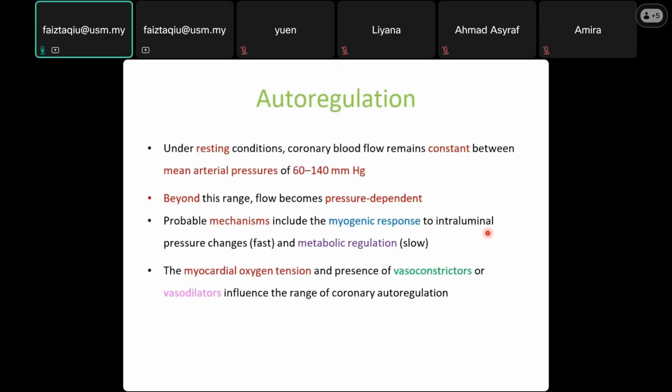So for the auto-regulation, under resting conditions, coronary blood flow remains constant between MAP of 60 to 140 millimeter mercury. Beyond this range, flow becomes pressure dependent. The probable mechanisms include the myogenic response to intraluminal pressure changes, which is fast, and the metabolic regulation, which is slow. So the myocardial oxygen tension and presence of vasoconstrictors or vasodilators influence the range of coronary autoregulation.